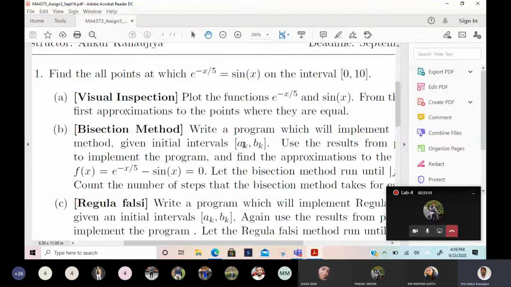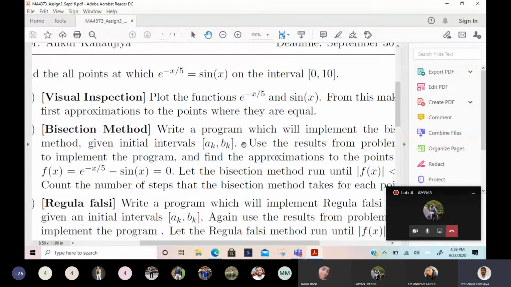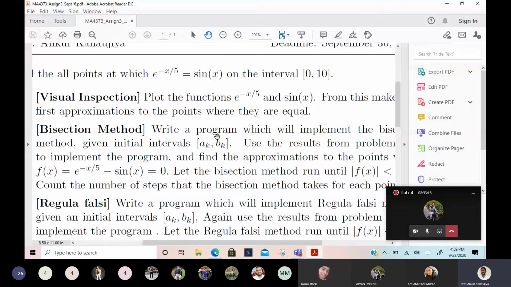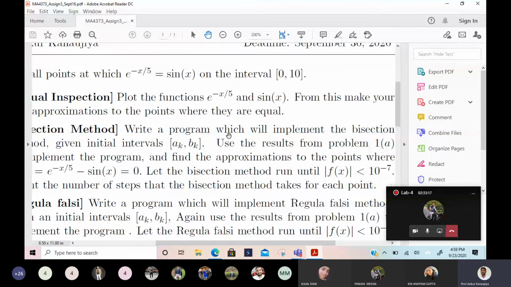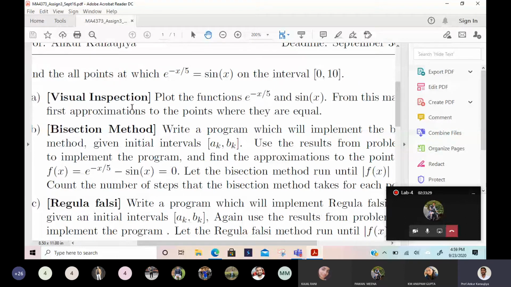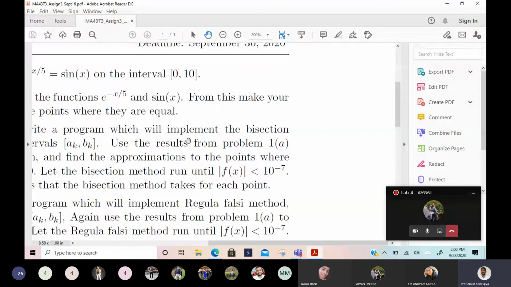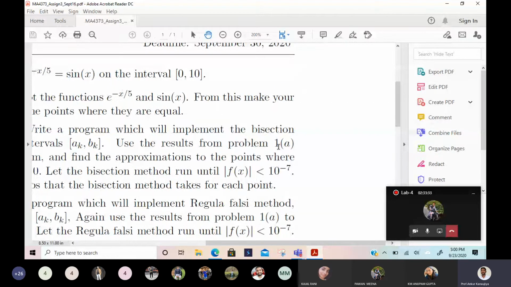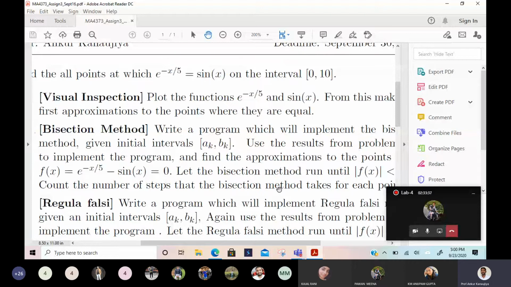So here I wrote everything what to do. You have to write a program which will implement the bisection method given the initial interval ak comma bk. You have to choose that interval. For choosing the interval, you can use the result of this part 1. That means from the plot you can take the help. It is written, use the result from the problem number 1a. That means by this plot you can guess where the root is and take that interval.